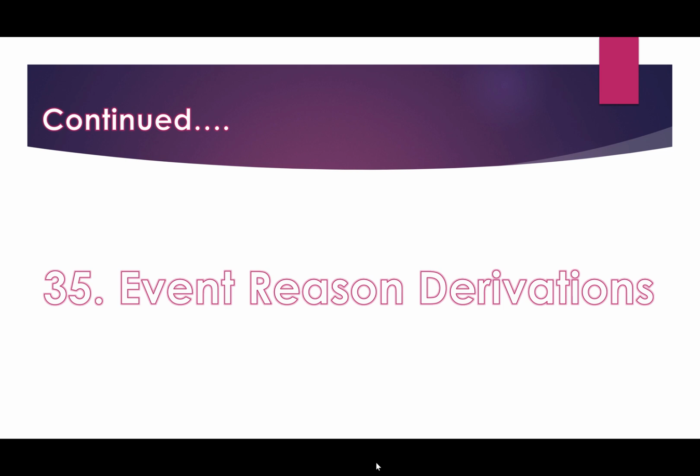Next comes the event reason derivations. Rules can be created that define the event reasons according to what change is done to an employee's data, so the system automatically selects the appropriate event reason. If necessary, the employee's status is updated depending on the event reason. These rules are usually only created for job information and compensation information.